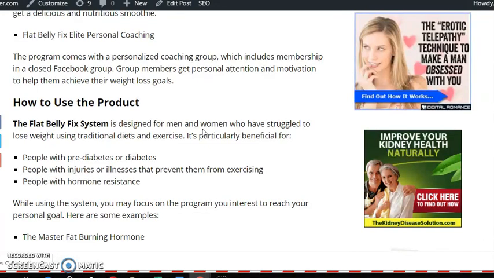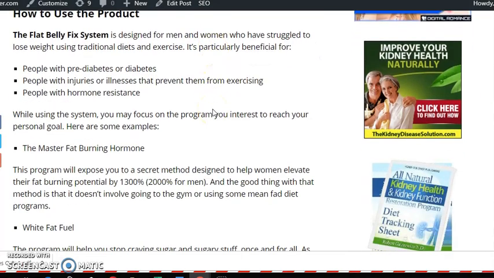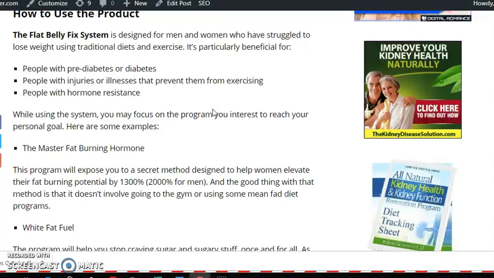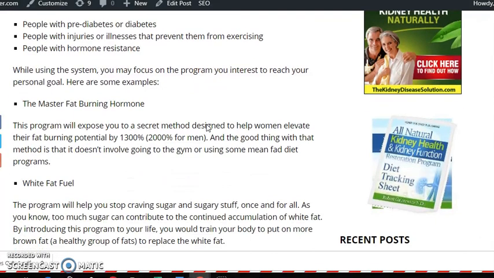As mentioned earlier, the program is pretty simple, and it just gives you a brief description of how to use the program. In the book, they have several examples to tell you how to burn your fat. One example is the master fat burning hormone. The hormone described in the book is leptin. We know leptin is a fat burning hormone.